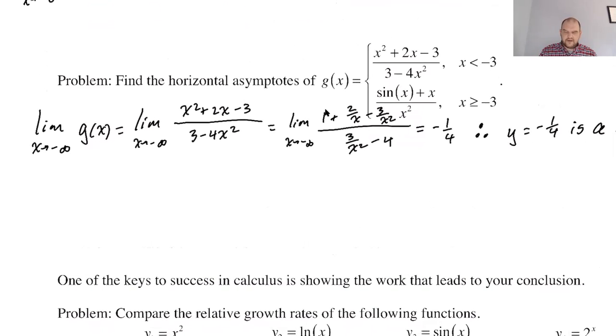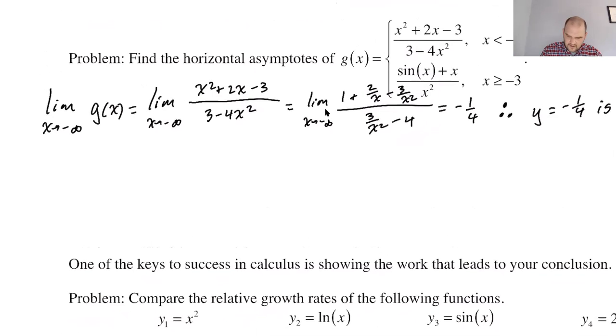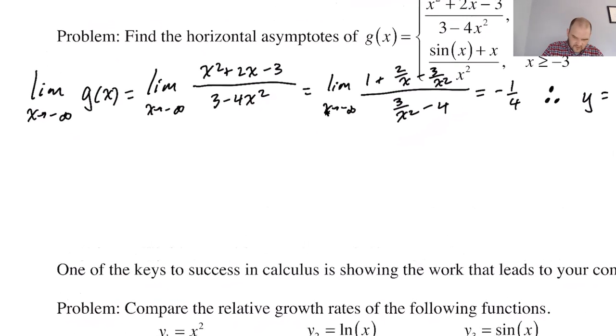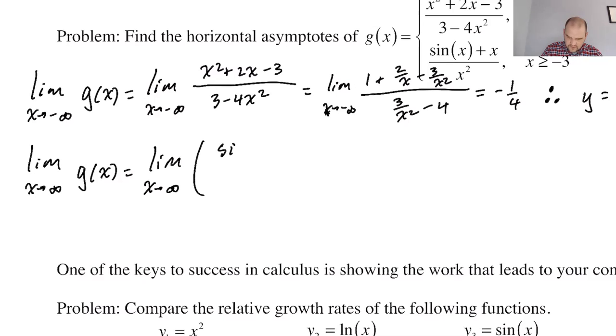All right, if x is going to infinity, then x is definitely bigger than negative 3. So that's the branch we're going to use. This one's going to be a little weird though. So let's do this. We got the limit as x approaches infinity of g of x is the limit as x approaches infinity of, replace, right? So it's going to be the quantity sine of x plus x over x squared. All right, what's happening?